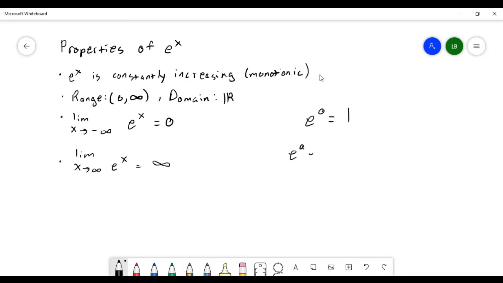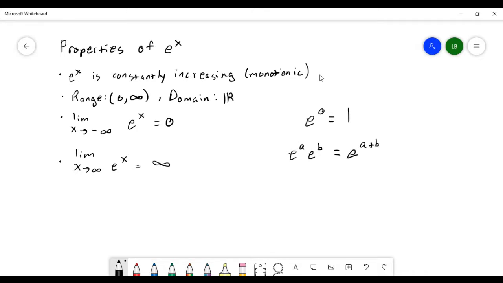If you have two numbers, a and b, or even two functions, a and b, and you multiply e to the a with e to the b, that is the same thing as e to the a plus b. This is one of your exponent rules.